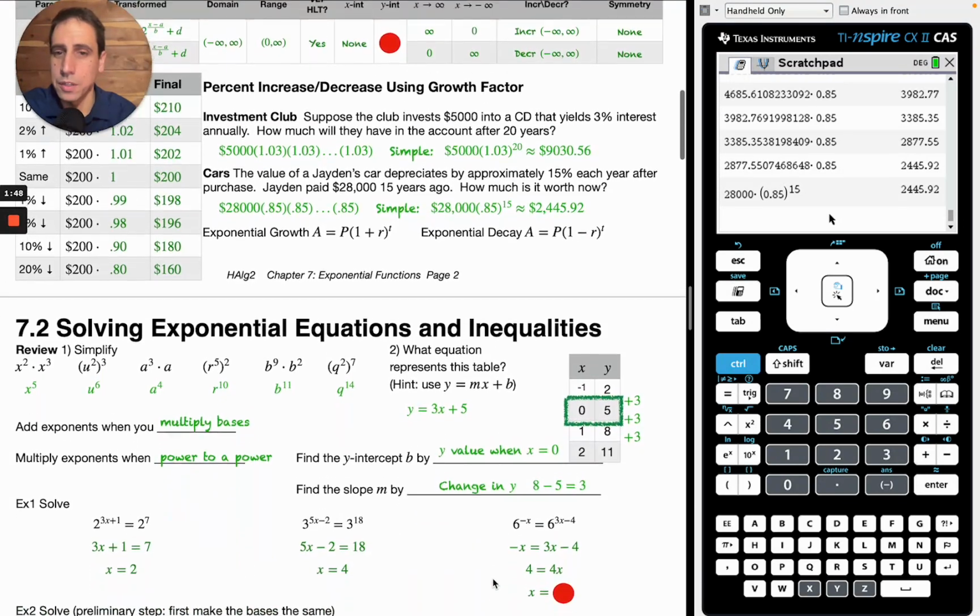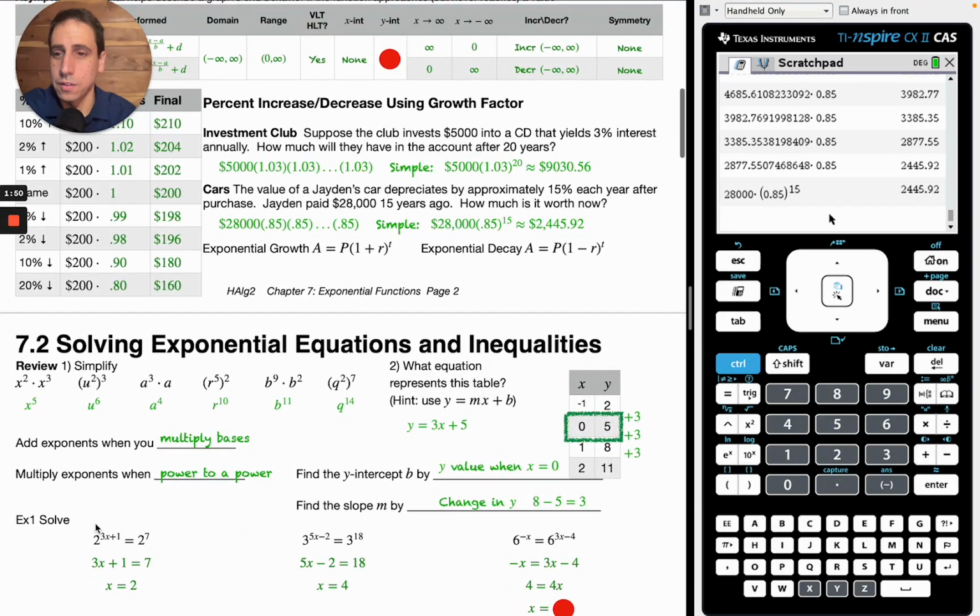Let's solve some equations. Okay, so here's an exponential equation. The goal for today is to figure out how to solve exponential equations and some inequalities too. So here's an equation, and you can see there's exponents here. 2 to the 3x plus 1 is equal to 2 to the 7. Well, the only way that these are going to be equal to each other, because the bases are equal, is if the exponents have also got to be equal.